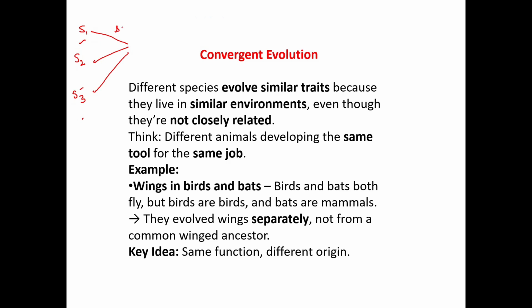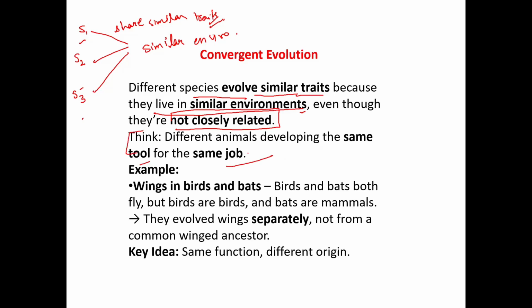They share similar traits, right? Why? Due to similar environment, similar habitat. So different species evolve similar traits because they live in a similar environment, even though they are not closely related. So different animals develop the same tool for the same job.